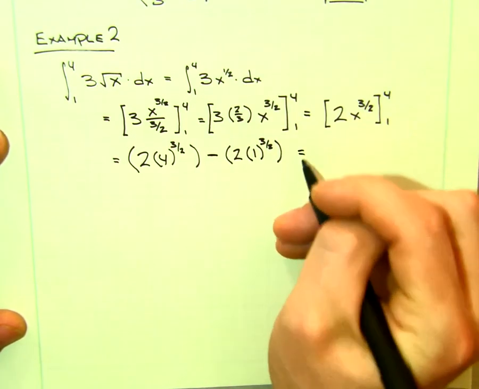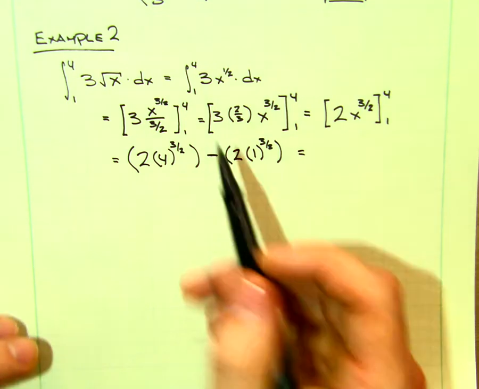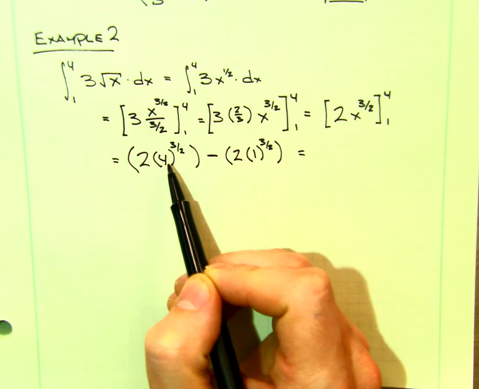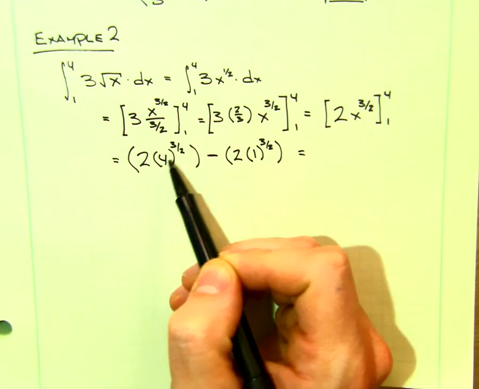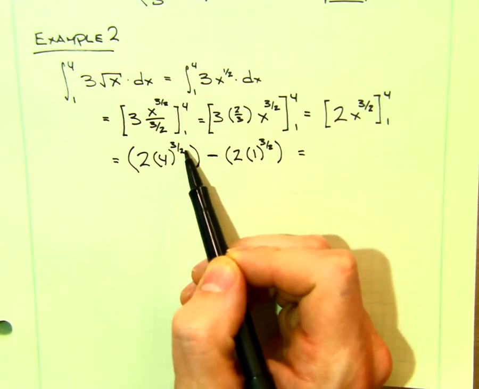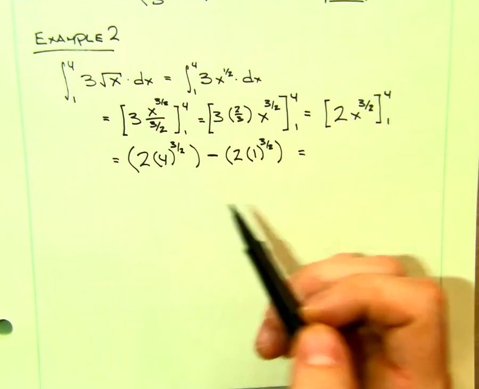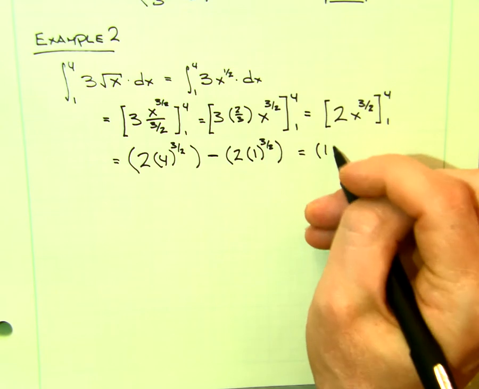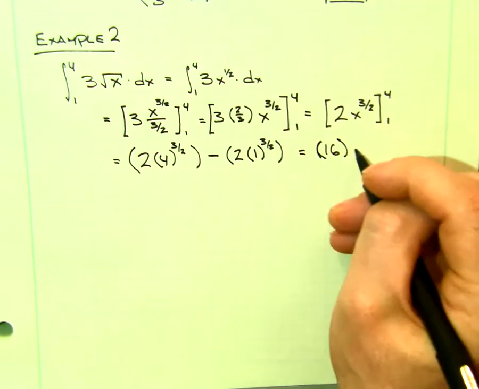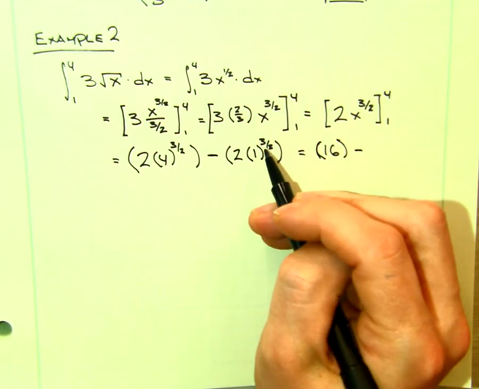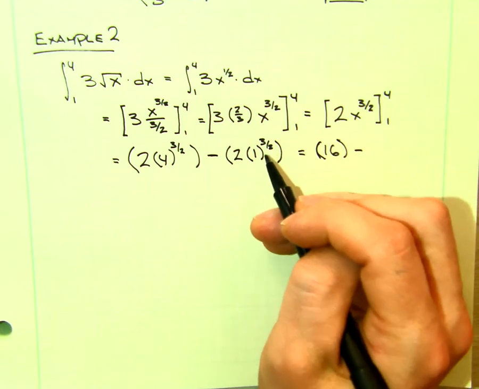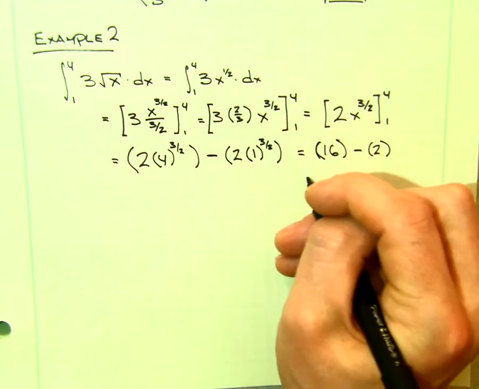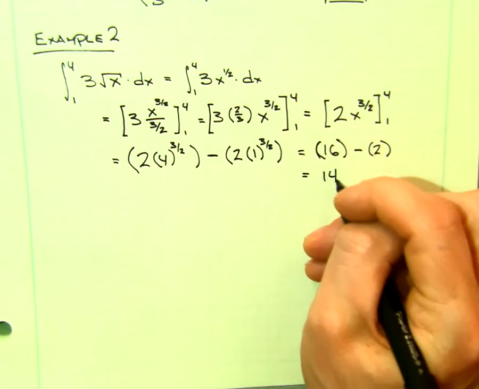Okay. Now 4 to the 3 halves power, you guys should be able to do stuff like this in your head. So anytime something is raised to a power divided by 2, you can basically take the square root. So the square root of 4 is 2. That gets rid of the half. And then 2 cubed is going to be 8. And then 8 times 2 is going to be 16. So this first term just becomes 16 minus. In the second term, of course, the square root of 1 is just 1, and 1 cubed is just 1. So this just becomes 16 minus 2, which is going to be equal to 14.